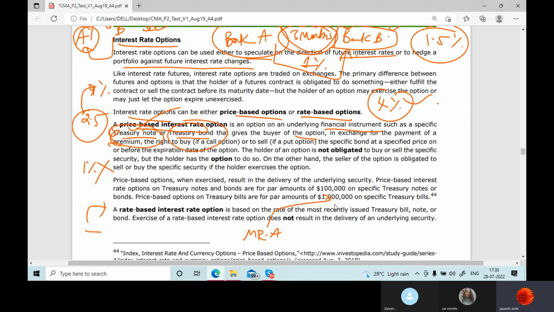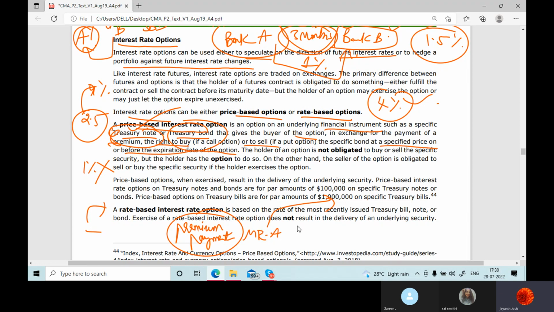So to take an option, he has to make what? Nothing comes for free, correct? So he will make a premium payment for buying this option. Okay, in exchange for payment of premium, the right to buy or sell the specific bond at a specified price on or before the expiration date of the option.